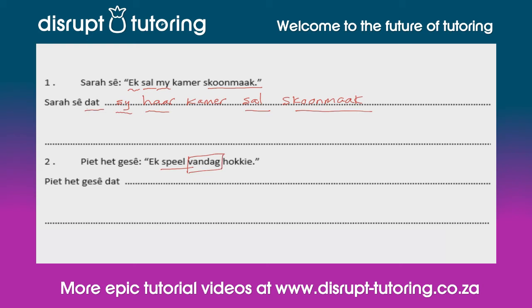Vandag, the word vandag, means today. But if it's being reported on a different day to when Pete talked, we need to change the description of today and change it with reference to the day on which he talked. So vandag would change to daardie dag. Piet het gesê dat hy, let's change my pronoun logically. We can't say vandag anymore, we've got to say daardie dag, the day on which he talked.